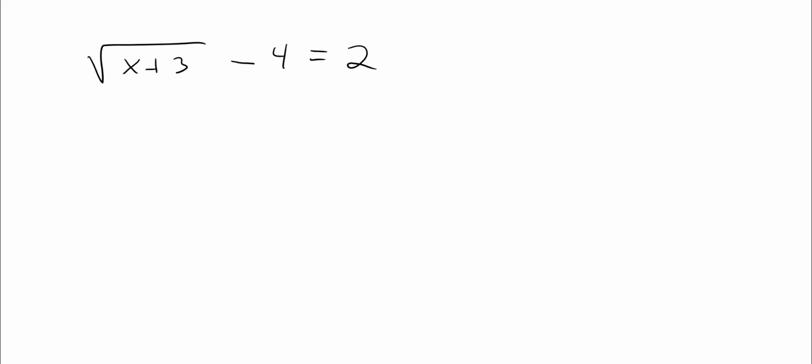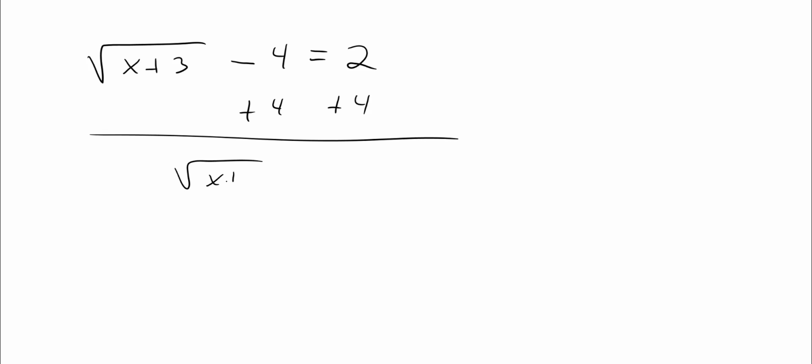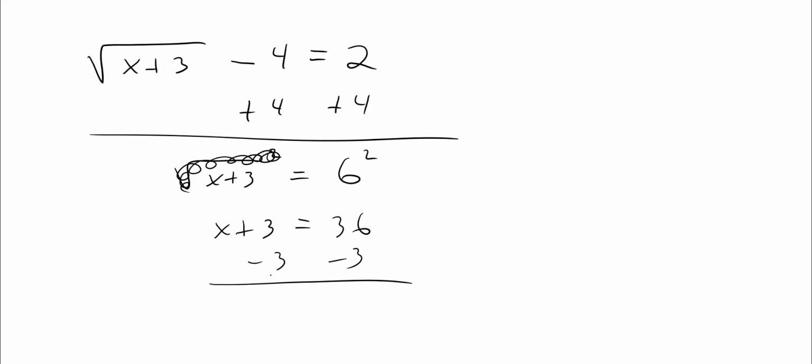All right, so I'm going to add 4 to both sides first before I square both sides. So square root of x plus 3 equals 6. Now the radical is all by itself, so I'm going to square both sides. And remember that squaring just takes away that square root. So I get x plus 3 equals 36. So now I'm going to solve for x. x plus 3 equals 36, so subtract 3. x equals 33. Okay? Not bad.